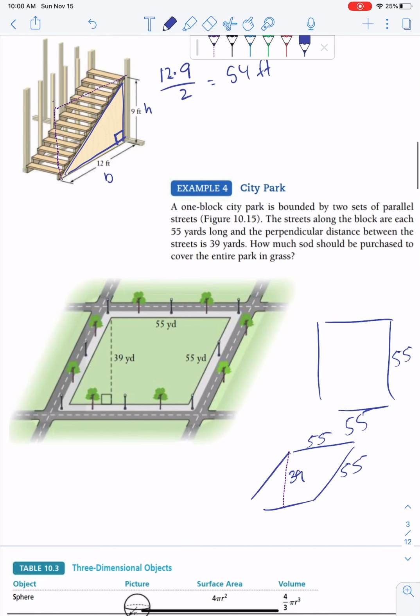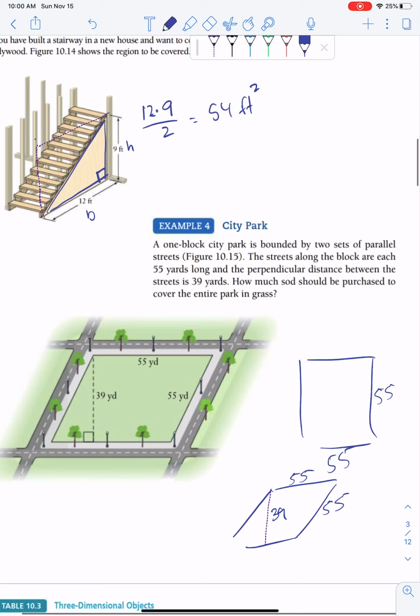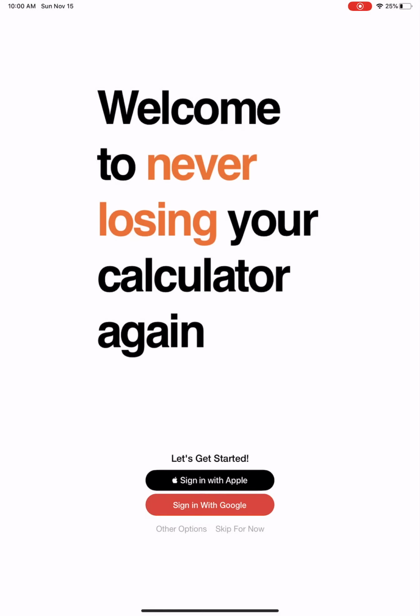So if I go down here, the length of my parallelogram is 55. The height of my parallelogram is 39. So I'm going to do 39 times 55, and I have no idea what that is.